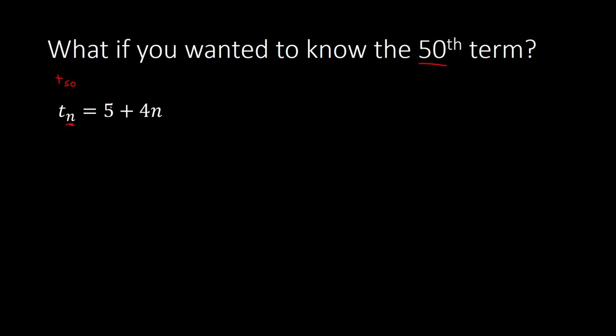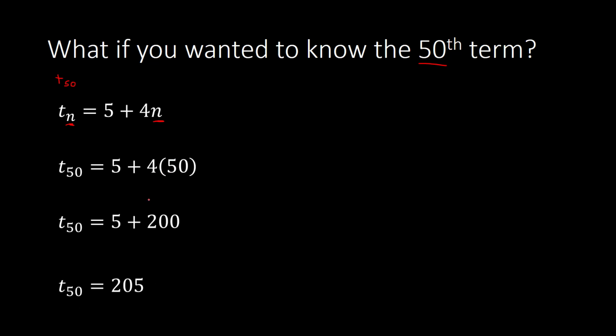So T50 would equal, and then plug a 50 in for n right here as well. So I have 5 plus 4 times 50. 4 times 50 is 200, and then 200 plus 5 would be 205. So that is my solution. So all I do is plug the number in for n and then solve.